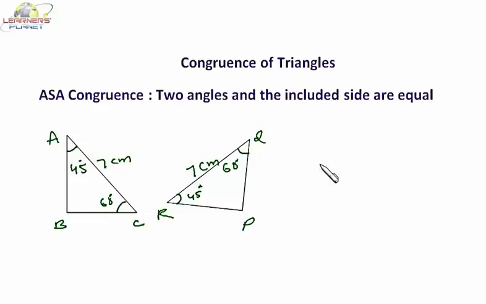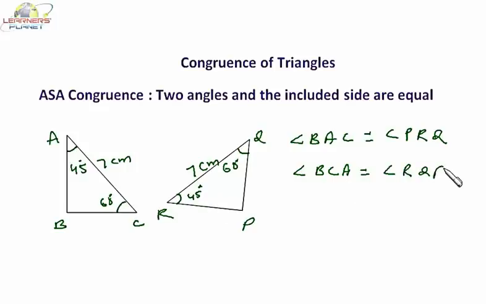I just write over here: angle BAC is equal to angle PRQ, angle BCA is equal to angle RQP, and length of line segment AC is equal to length of line segment QR. That means these two triangles are congruent to each other.